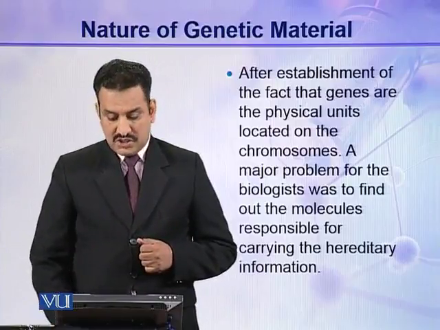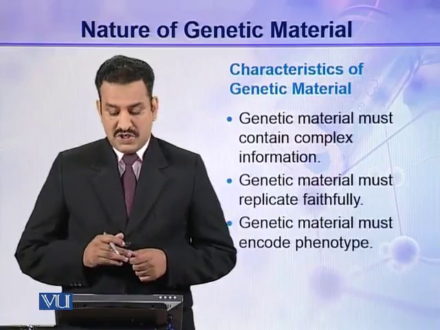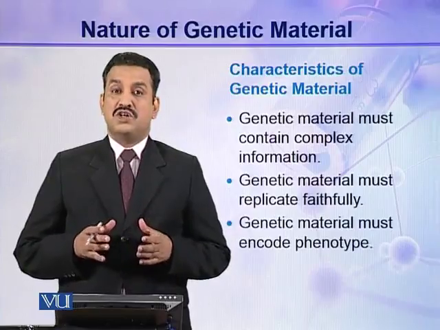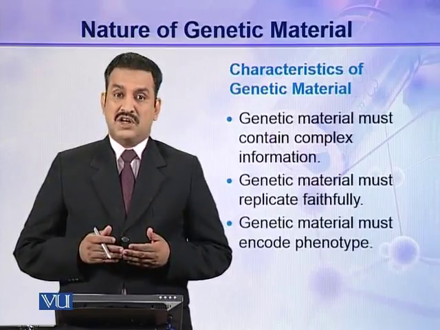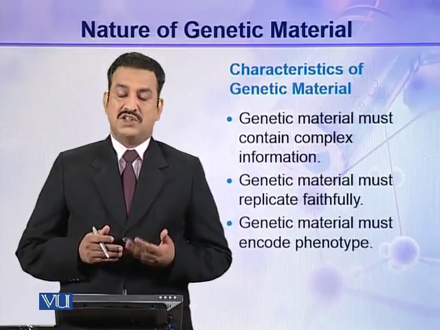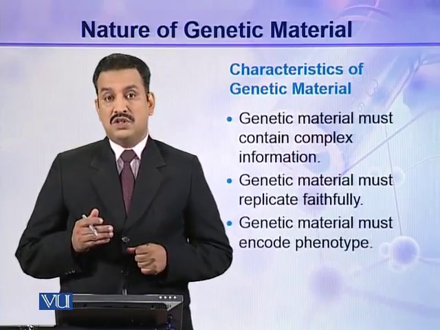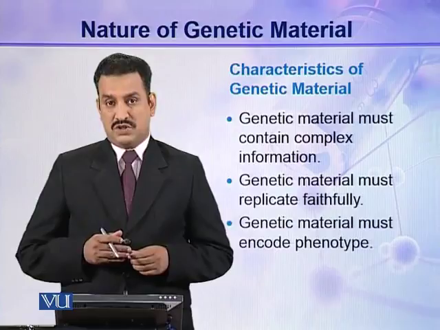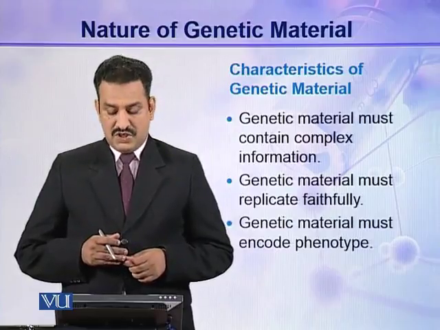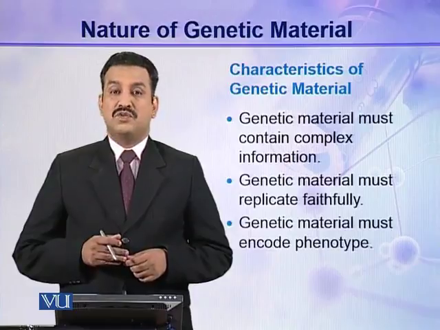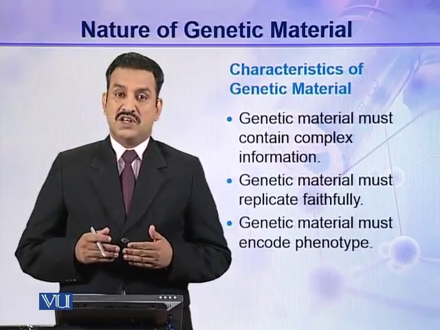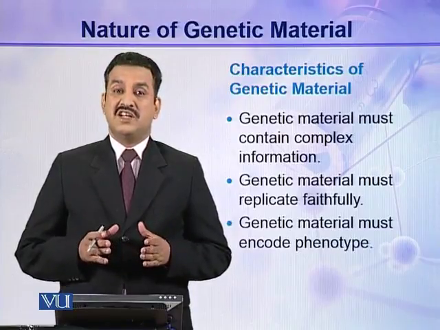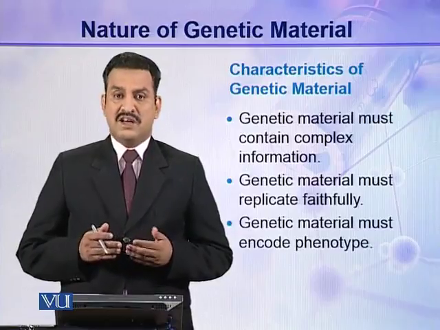And these characteristics include: genetic material must contain complex information. This means a large amount of information is present as genetic information, and the biomolecule must have the capacity to store such a large information. Secondly, the genetic material must replicate faithfully. That means when the genetic material is copied into the new cells, it should be copied exactly the same. There should not be any errors.